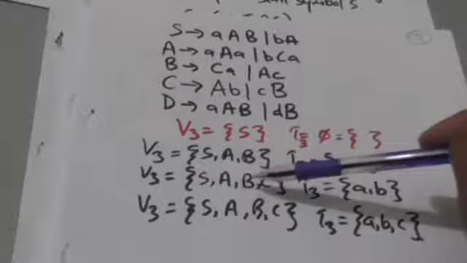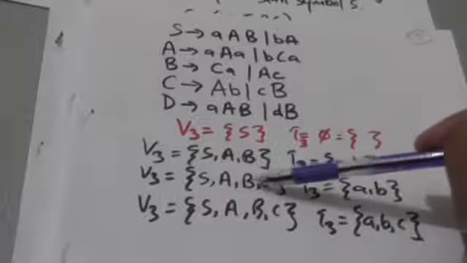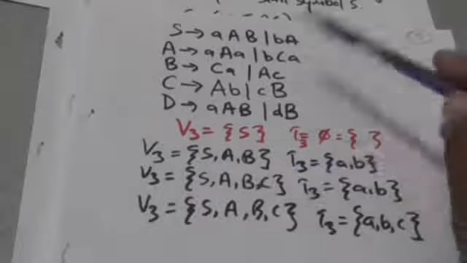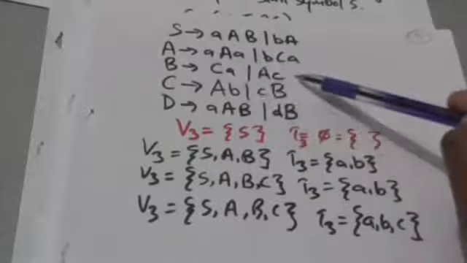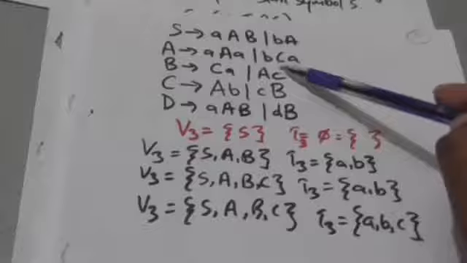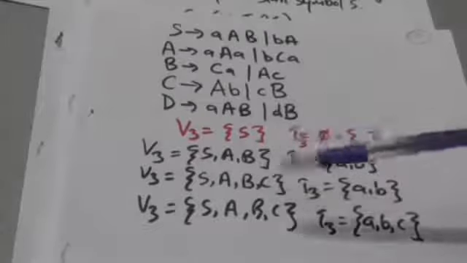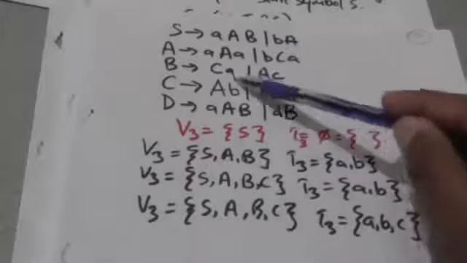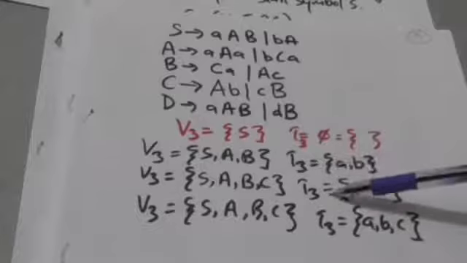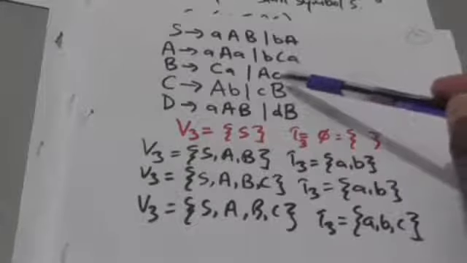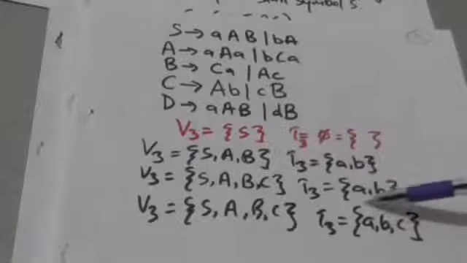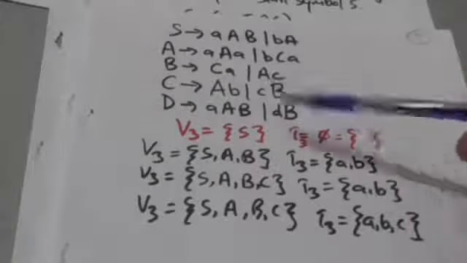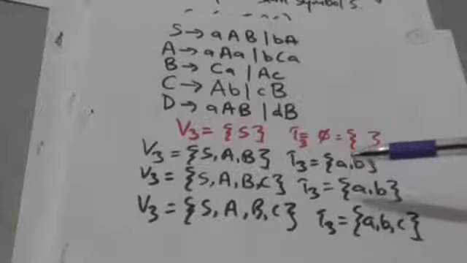Now see the productions of variable B. B derives Ca. B derives aC. Variables A and C are already present in set V3. Terminal a is already present in set T3. Terminal c is not present in set T3. So add terminal c to set T3.